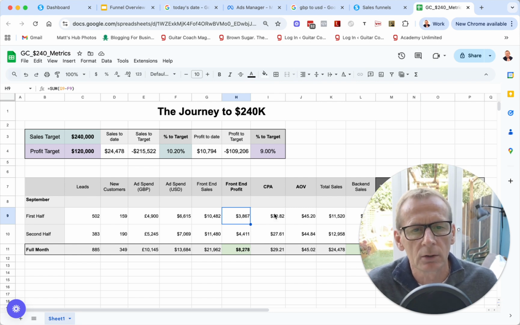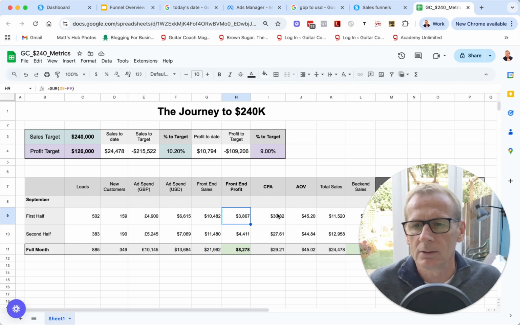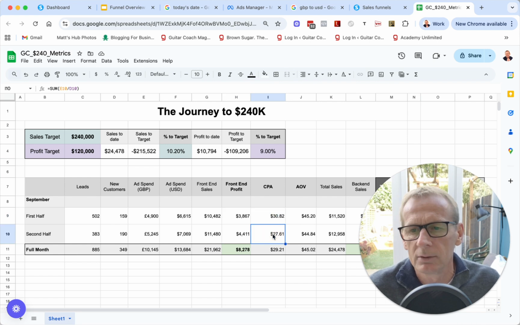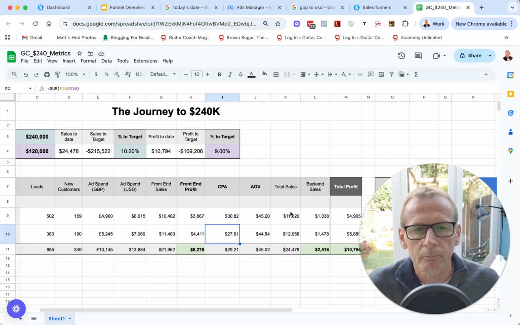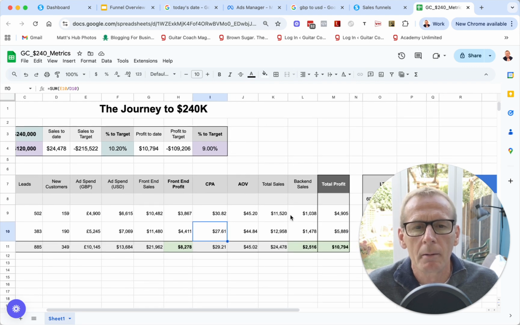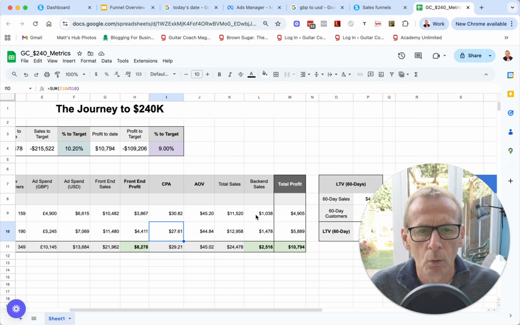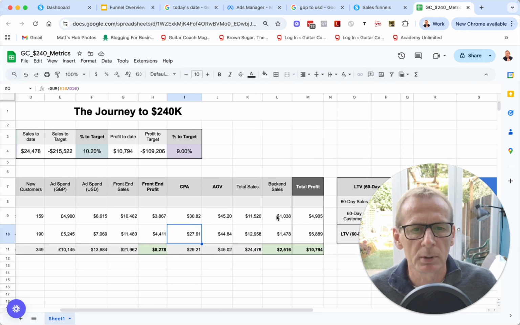That's a number obviously we're trying to continually drive down. The average order value, that's something we're trying to drive up. And as you can see, although our cost of acquisition came down in the second half of the month, our average order value slipped a little bit, not by much, but it did. And then we've got our total sales, and then our back-end sales. So obviously what we've looked at is, over the 2 weeks, what came with front end and back end, and therefore what was left was just purely the back end sales.